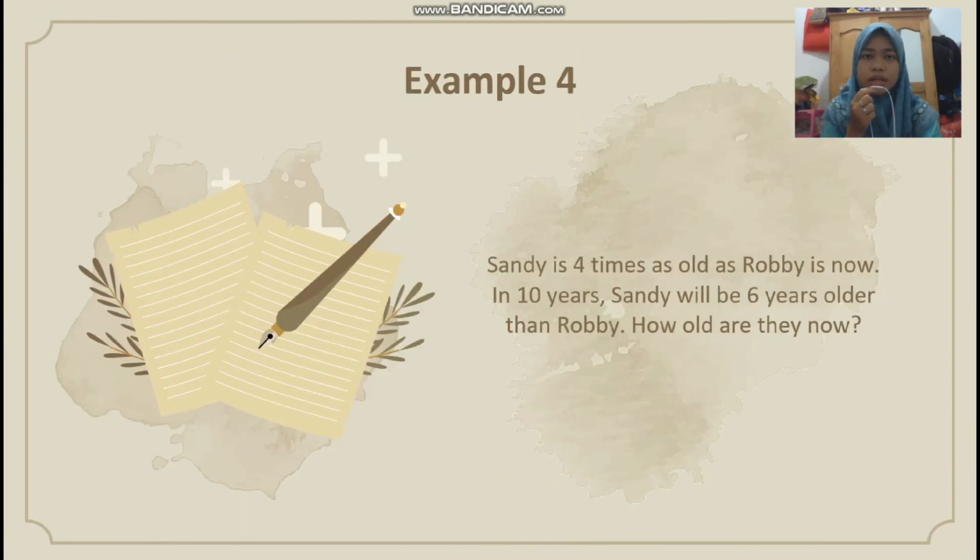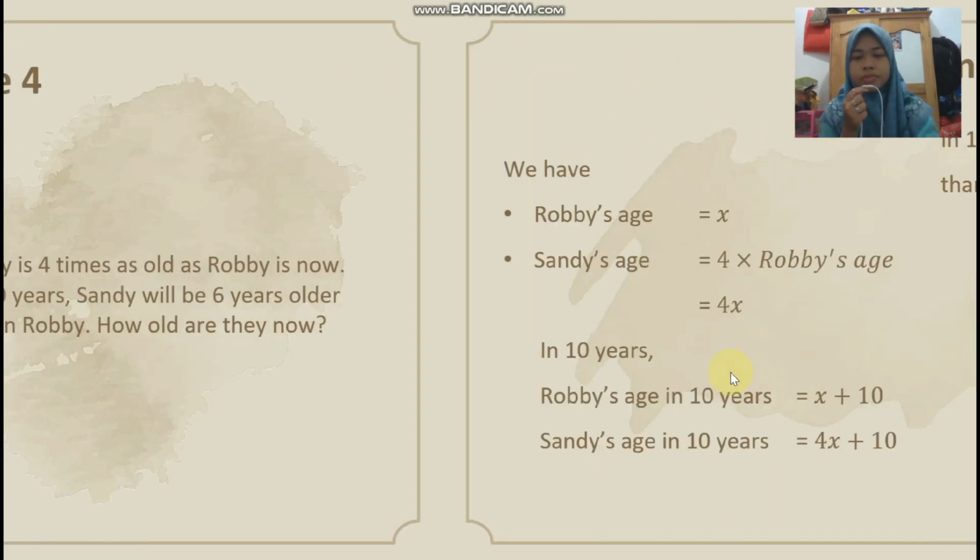The next is example 4. Sandy is 4 times as old as Robbie is now. In 10 years, Sandy will be 6 years older than Robbie. How old are they now?